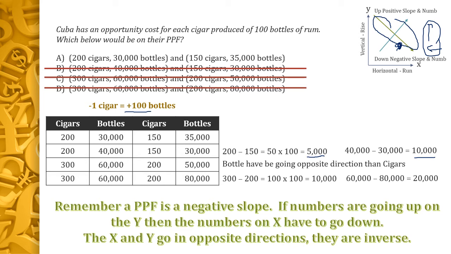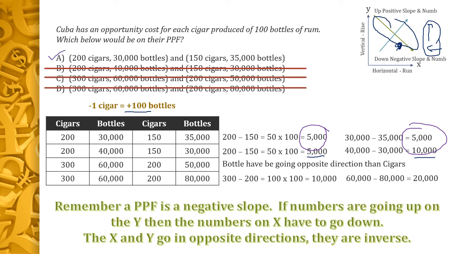Me, I want to double check myself to make sure I haven't done any math wrong. So let's look at this one. 200 minus 150 times 50, that's 5,000. 30 minus 35, it's 5,000. Ding, ding, ding. We've got a matching answer right here. So we know which one the answer is going to be. It's going to be A.